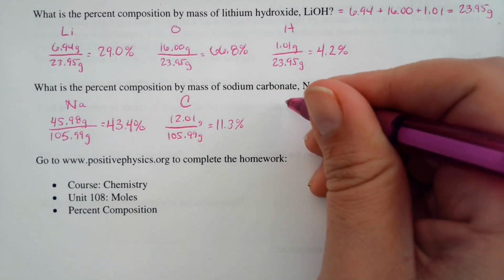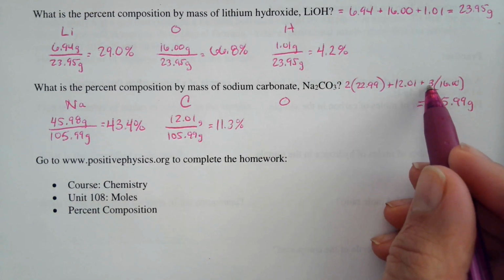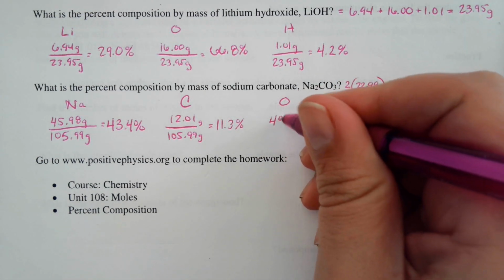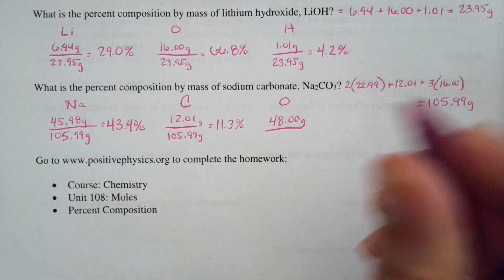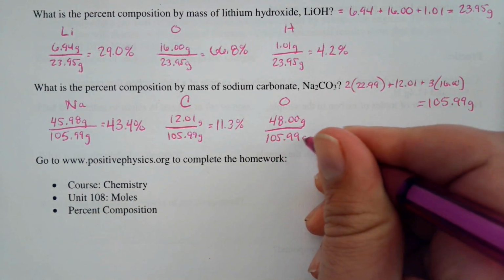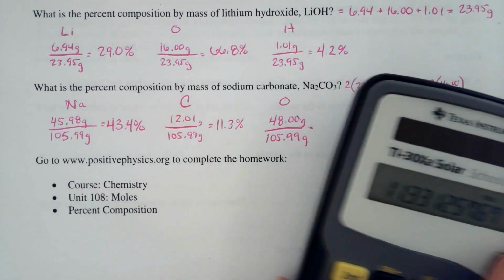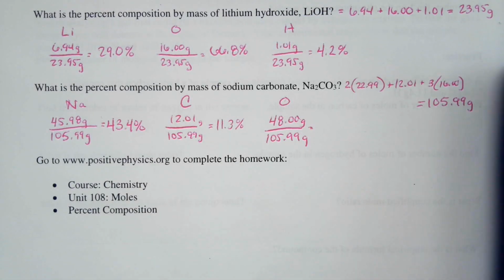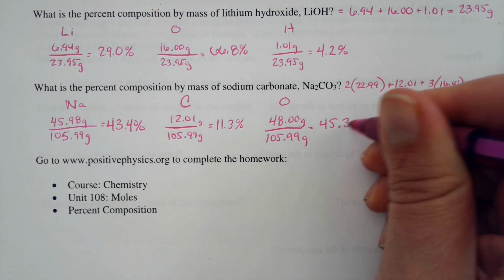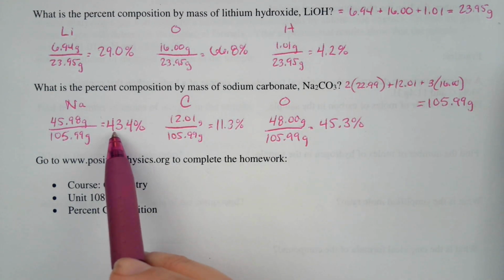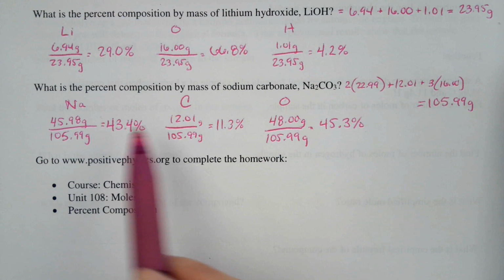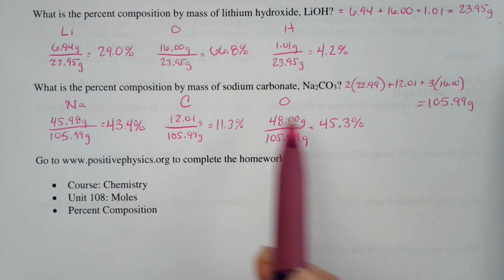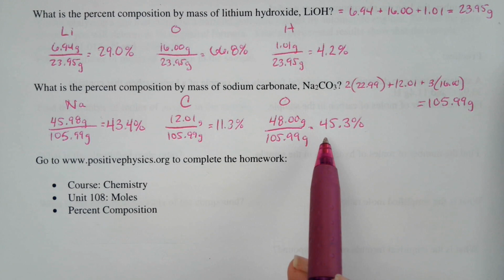And last but not least, oxygen. Now there are 3 oxygens, so 3 times 16 is going to give us 48 grams divided by the 105.99 grams. Times 100, 45.3%. All right, so there we have it. That is our breakdown of sodium carbonate by mass percentage. And once again, these numbers will add up to 100%.